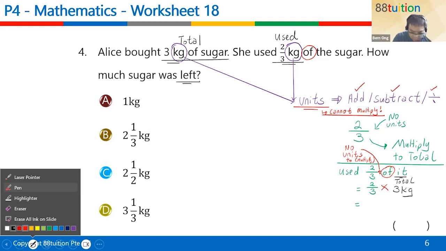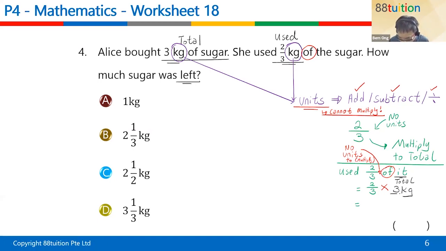So how do you multiply? I believe your school has taught you this already. This 3 is actually 3/1. So you take numerator times numerator: 2 times 3 is 6. You take denominator times denominator: 3 times 1 is 3. Eventually, 6 divided by 3 is 2 kg. Can you see?